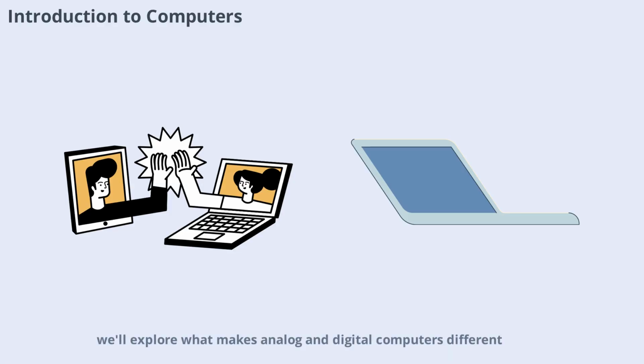In this video, we'll explore what makes analog and digital computers different, how they work, and where you might encounter them in everyday life. Let's start by understanding what a computer actually is and why these differences matter.